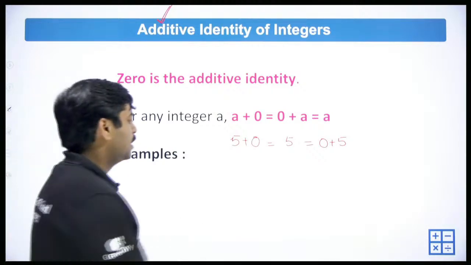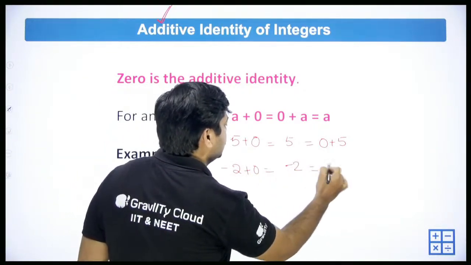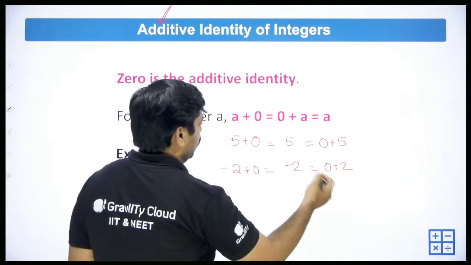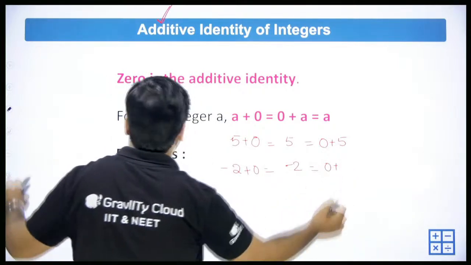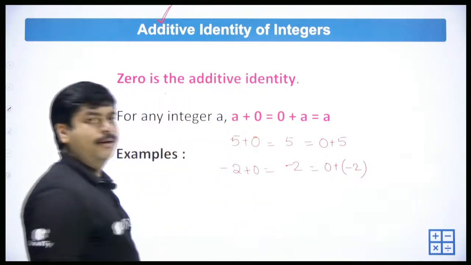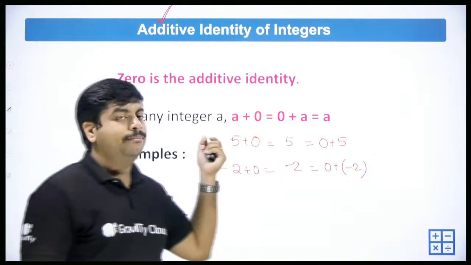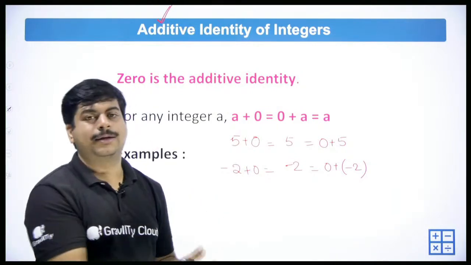With negative numbers, yes, minus 2 plus 0 is equal to minus 2. It is equal to 0 plus minus 2. So what I can say here, 0 is that number which, when we add it to the given number, we get the same number back.